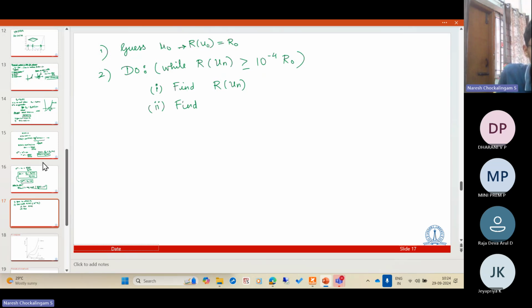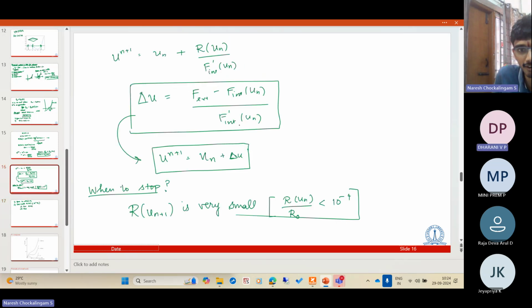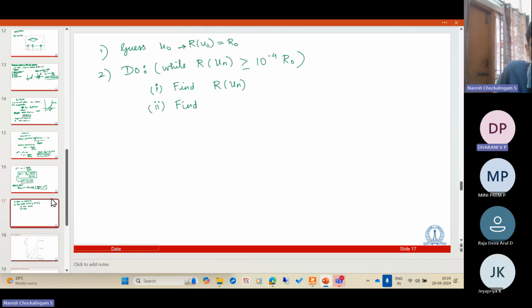I can look at the formula. What is required here? R of un is the numerator, R dash of un. Yes. Then delta u is equal to minus R of un by R dash of un.